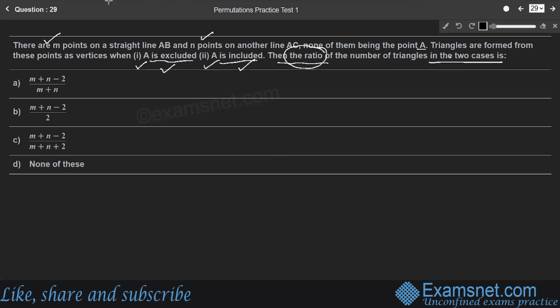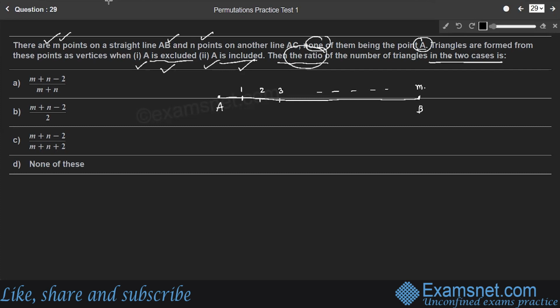For that, let us consider a line AB. So AB be a line. And there are m points on a straight line AB. And given that none of them being the point A, that means we should not consider point A here. So we'll start with point 1, point 2, point 3, and so on up to point m. That means there are m points on line AB, excluding A, right?